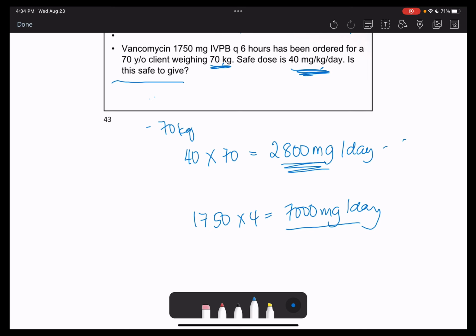If we're saying that this is safe, is this within this value, right? Is this above this value? It is above this value. So meaning this is not safe. So no, it's not safe.